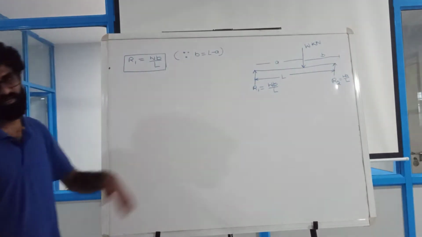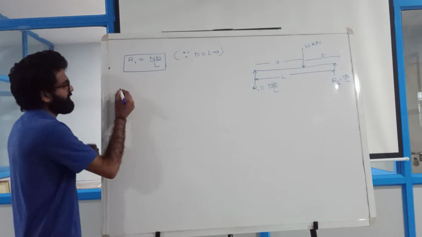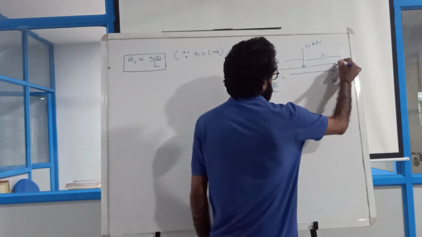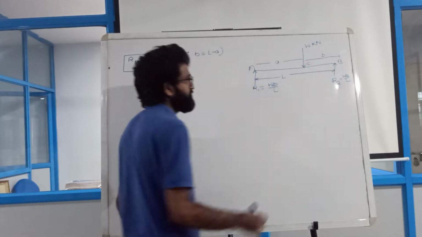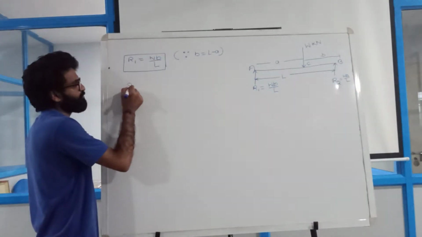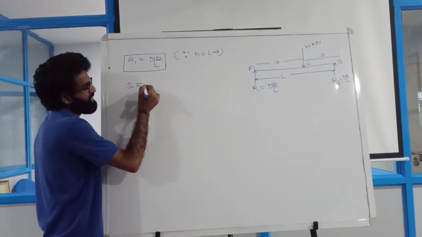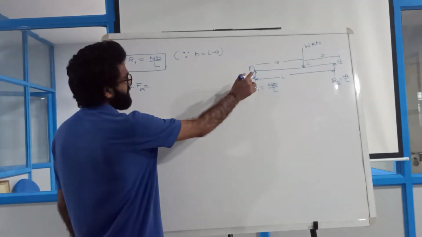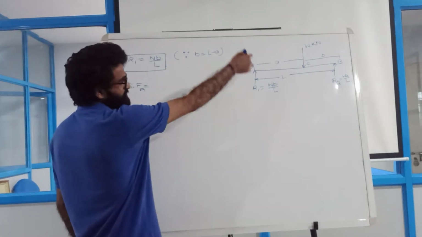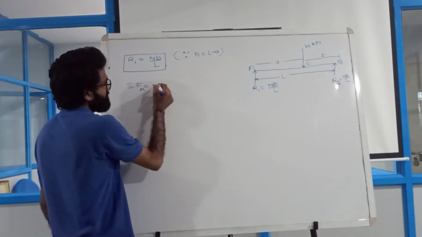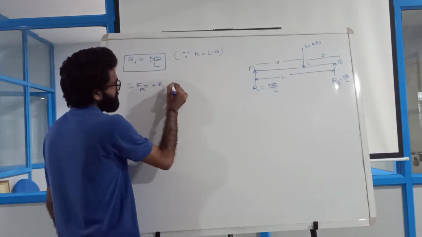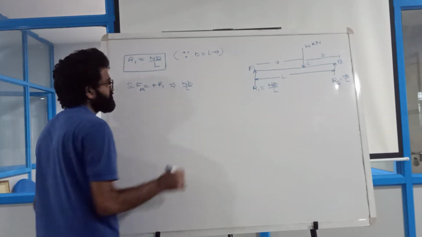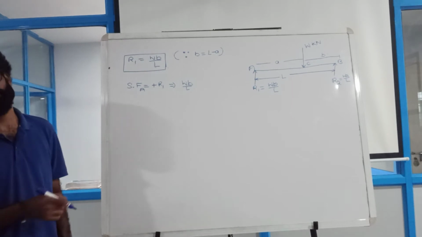Alright, so now let us say that this is the point A, this is the point B, and this is the point C. So let us calculate my shear force at point A. I know that the R1 value is acting in the upward direction, so it is positive. So my value is positive R1, and that value is WB divided by L. So my shear force at A is positive WB by L.